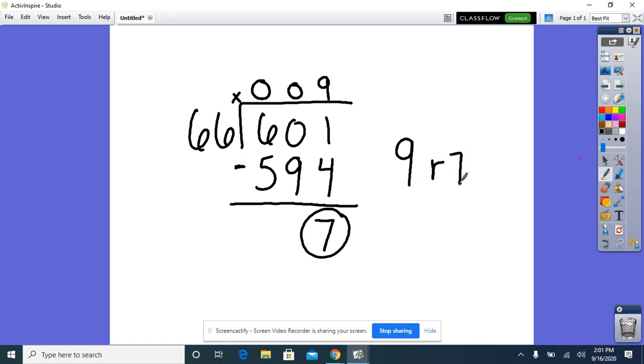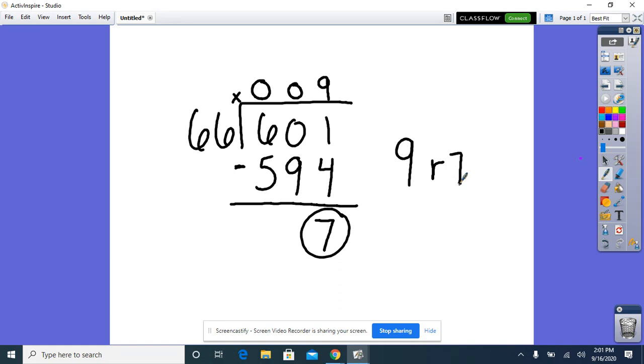I know we didn't do a lot of steps up here because we had some zeros and we had to figure out how many times 66 would go into 601 by ourselves, really. So I showed you the guess and check method with multiplication. We did 66 times 10, and that was too much. So we went back down to 66 times 9.